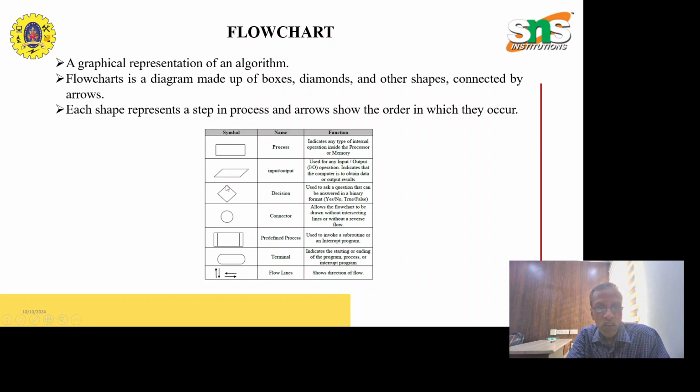Then the slightly tilted rectangle comes under input and output activities, IO operations. Then the diamond symbol represents the decision. The circle represents the connector. And the rectangle with 2 lines, on the right hand and left hand, is called a predefined process. And the oval shape is called a terminal.